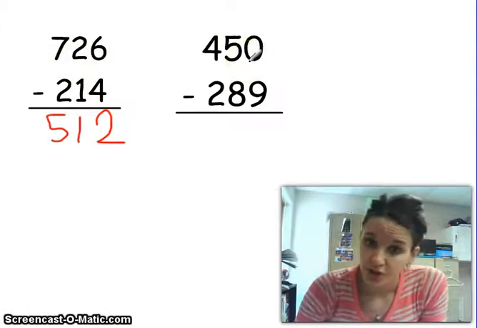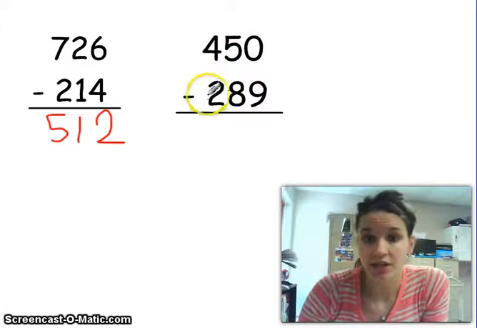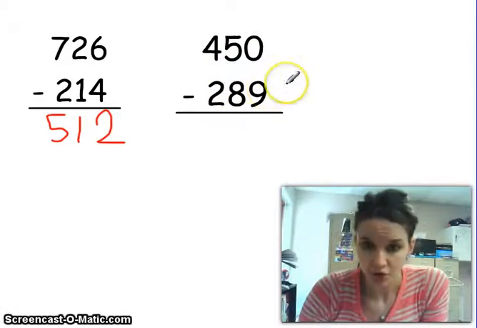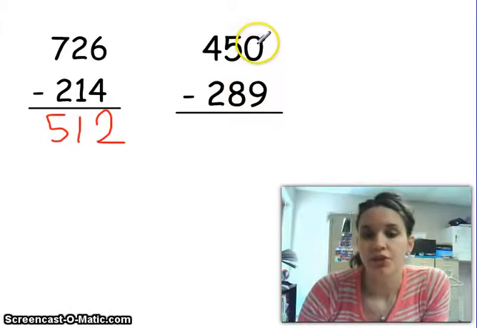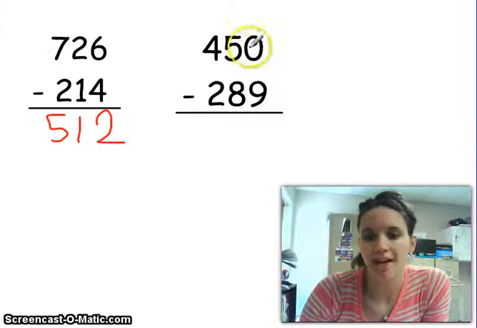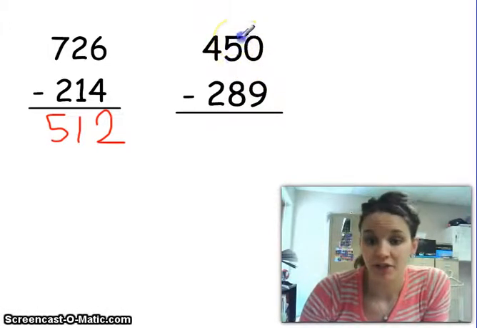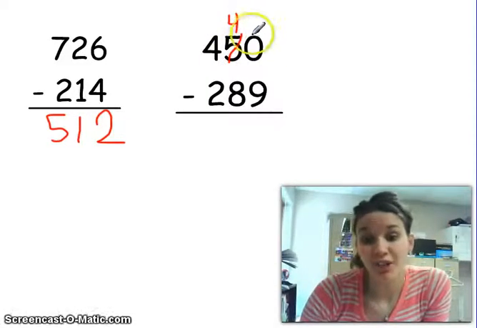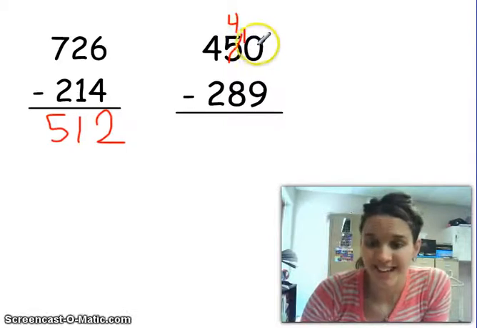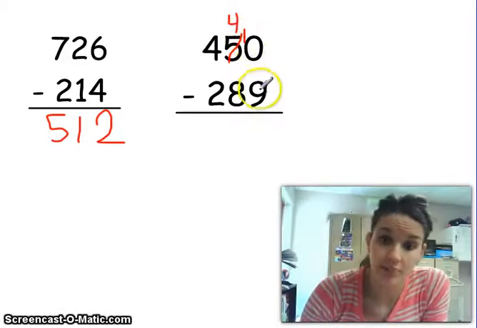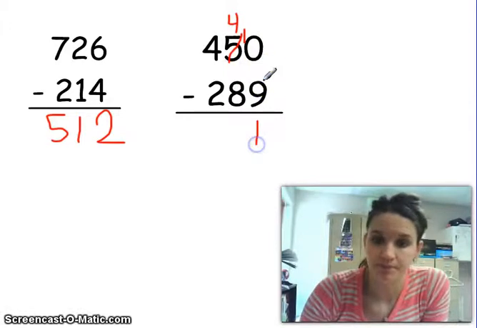This one's slightly more difficult. This one's 450 minus 289. The only reason it makes this more difficult, we still have the smaller number on the bottom, but when we go to start in the ones place, we can't do 0 minus 9. So what are we going to do if we don't have any ones to take away 9 from? Well, we're going to have to borrow 1 from the 10. So we're going to take 1 ten away, and then over here I'm going to get that 10. So now I have a 10 instead of 0. I can do 10 minus 9. 10 minus 9 is 1.